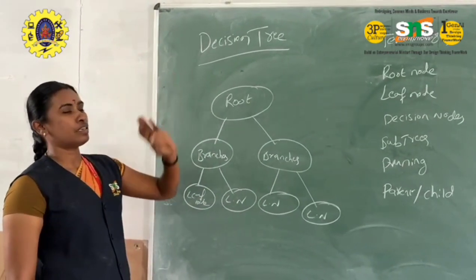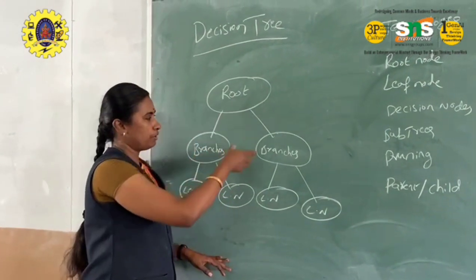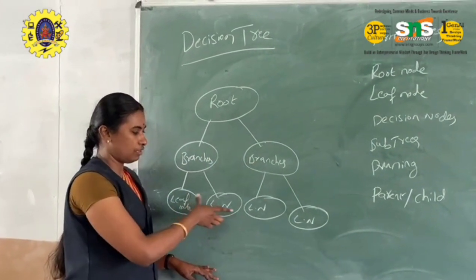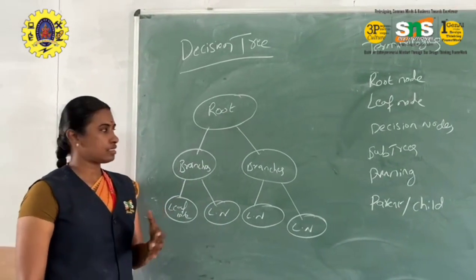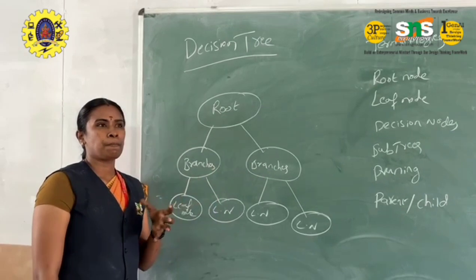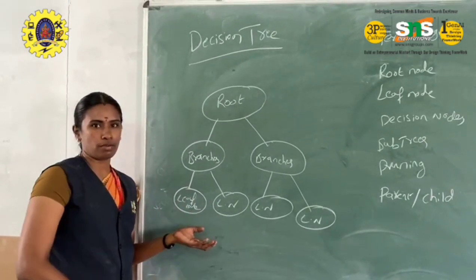So, a decision tree contains a tree-like structure. It contains a root node, branches or subtrees, and leaf nodes. The root contains the decision tree features, the branches contain the decision rules, and the leaf nodes are our outcomes.